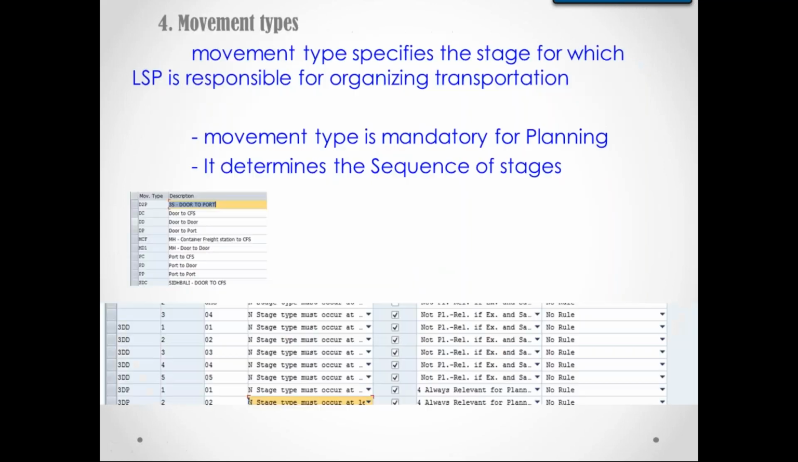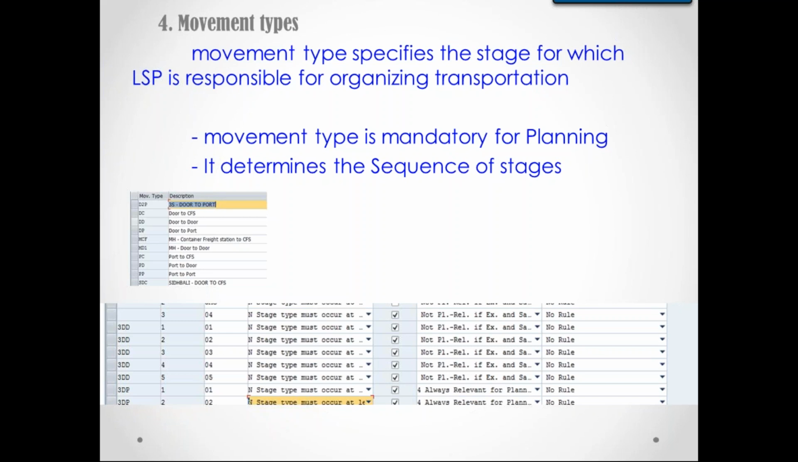Okay, so this is about document types and movement types. Movement types specify how many stages we want. Normally, if you see here, we have a movement type such as CFS, door to door, or door to port. If it is port to port, that means we are planning only from the port of Dubai to the port of Germany. The remaining stages we are not planning.